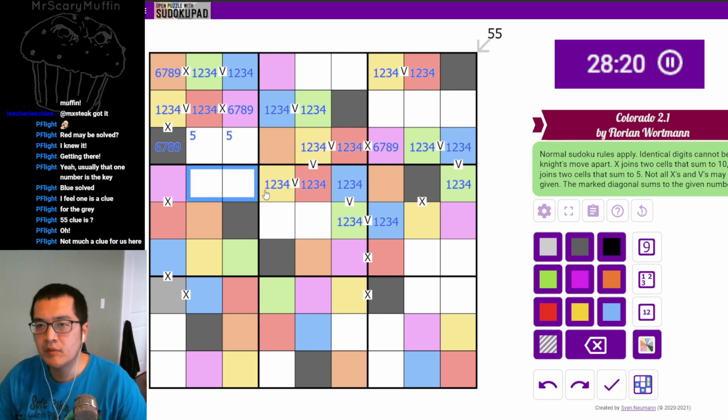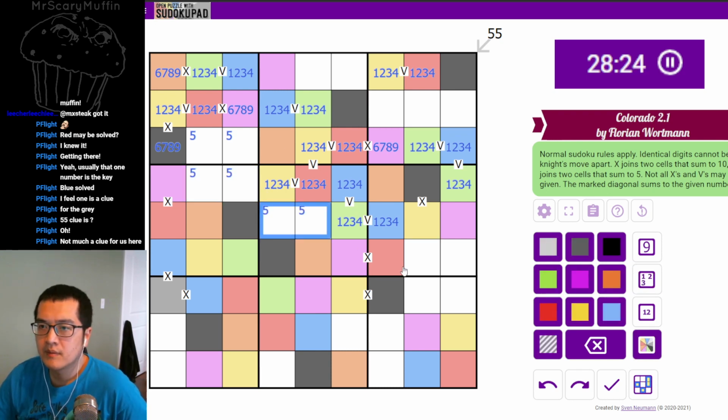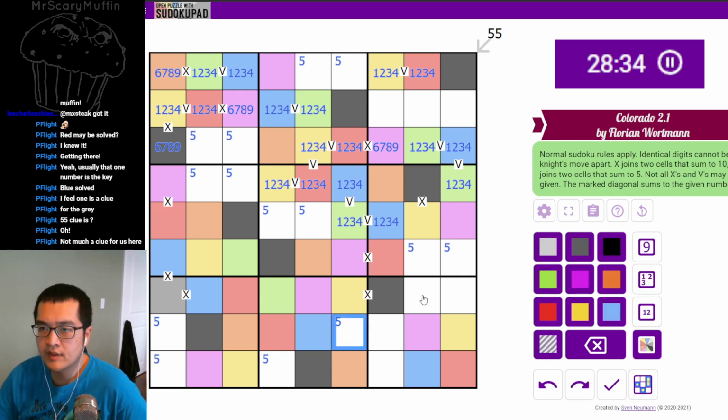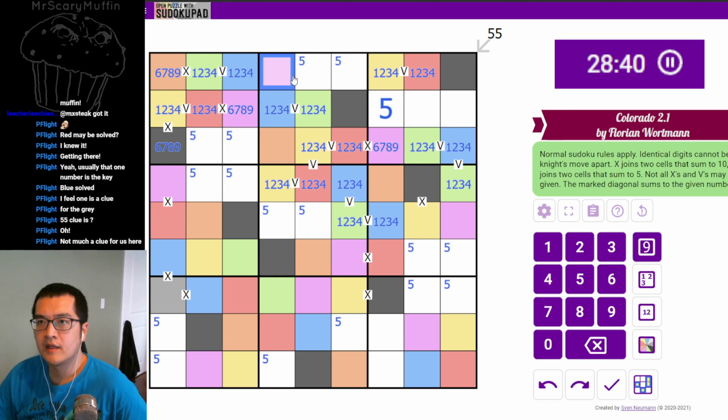Okay, maybe we'll put in the potential 5s. Maybe that will help. Like, literally, it's everywhere. Okay, so this is interesting. 5 is here, here, here. So this must be a 5, which means that one must be a 5 here. And then that sees that by Knight's Move, so that's 5.